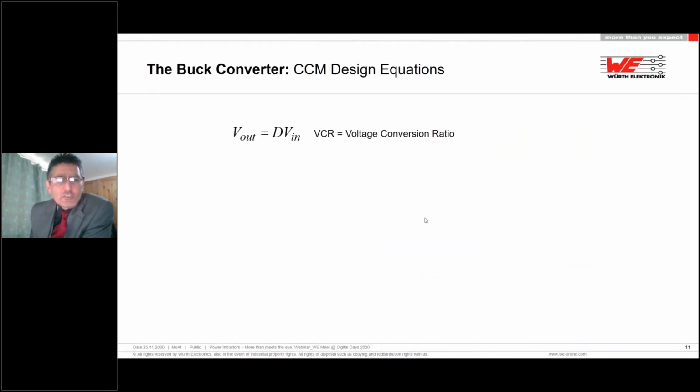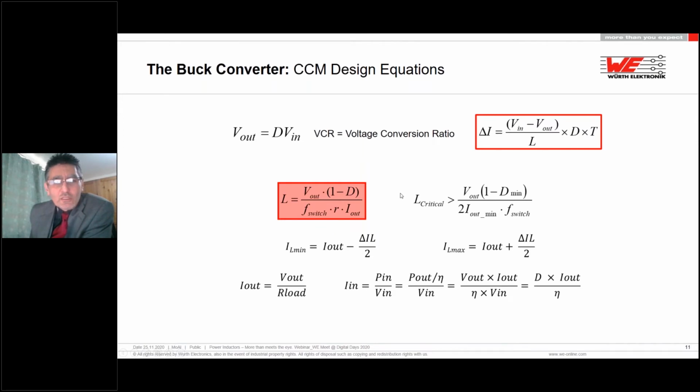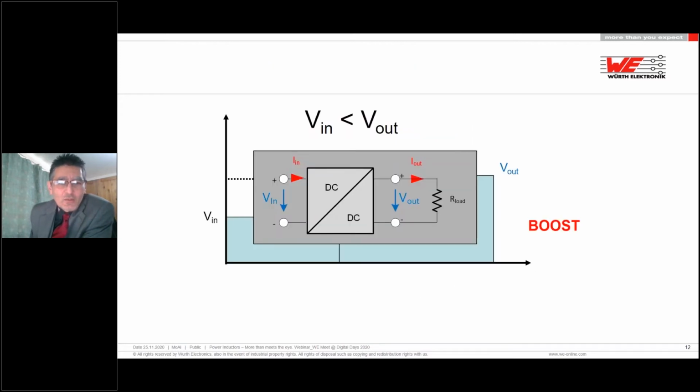I've just put in a summary here on this slide for your information on the various parameter equations that we've just talked about. I've also included what I called L critical, which is the inductance at the boundary between continuous and discontinuous conduction mode. So this is the calculation for you, should you want to use that as part and parcel of your decision making. We'll do exactly the same as what we've done with the buck.